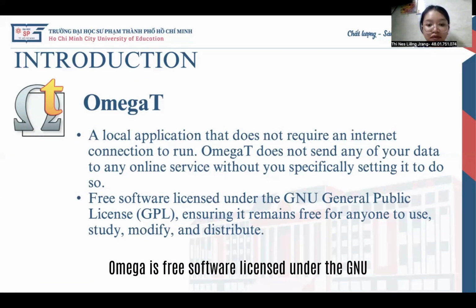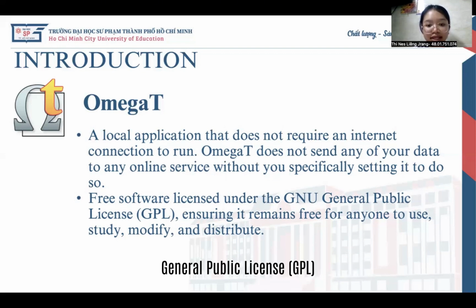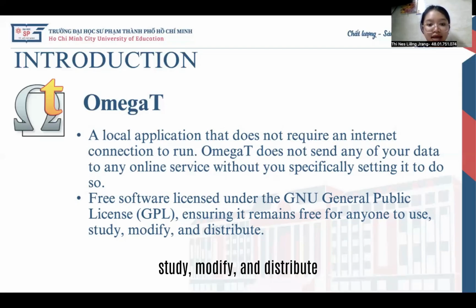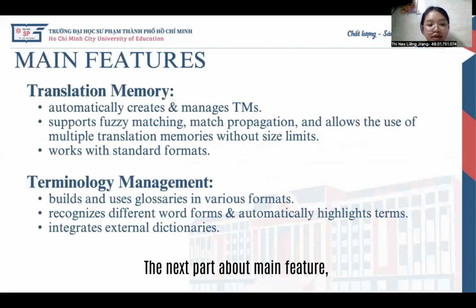OmegaT is free software licensed under the GNU General Public License, GPL, ensuring it remains free for anyone to use, study, modify, and distribute. The next part about main features, my friend will present this part.